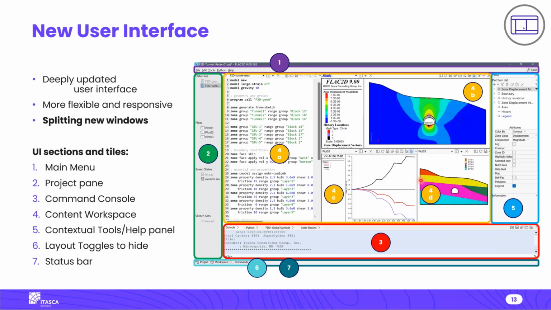tiles that can contain modifiable information. On the right side, we have contextual tools that change depending on what is active currently. For example, for plots, you will see all the operations or all the modifications that can be done to plots. And also you can see a help system here. So there's a help panel available. When you click on F1, this pane will be substituted with the help pane.